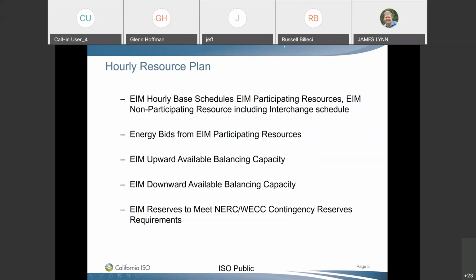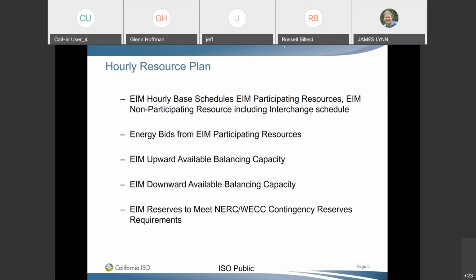You have come into the real-time market with a specific position for your resources to serve a certain amount of load. But then the participating scheduling coordinators will also be submitting energy bids, and this is for all the EIM participating resources.